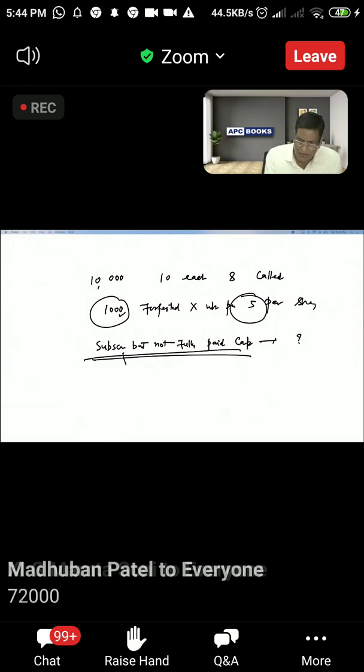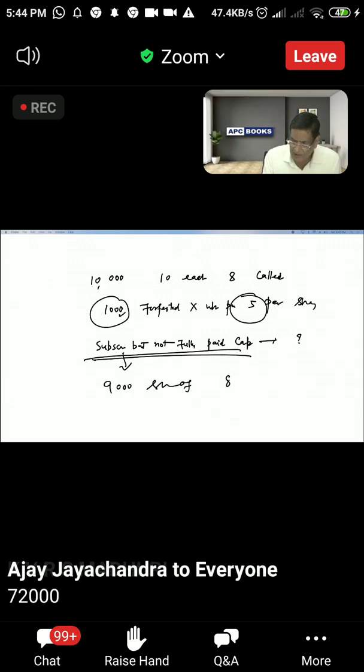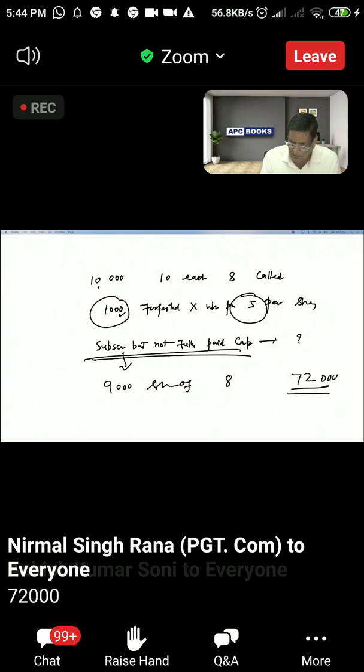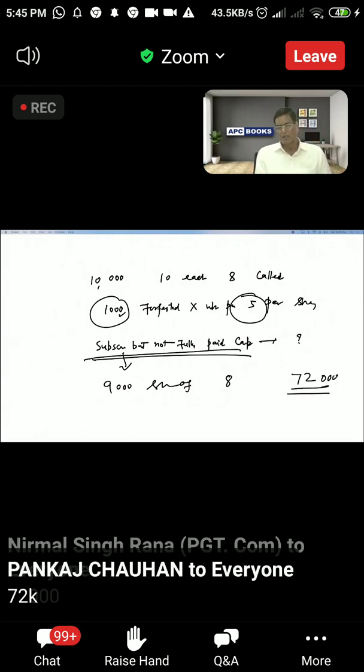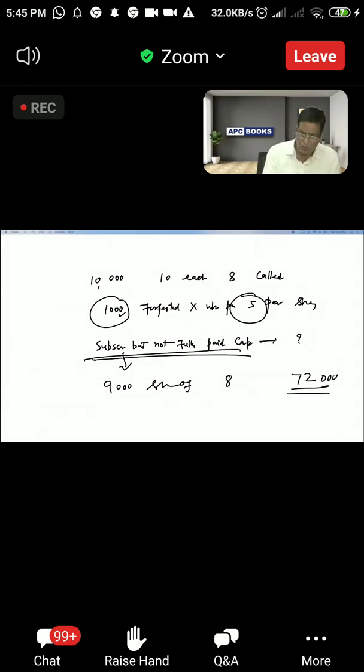So subscribed but not fully paid capital is 9,000 shares of 10 each, 8 paid, that is 72,000. Forfeited shares will not be added to this. They will be shown separately. Forfeited shares 5,000.